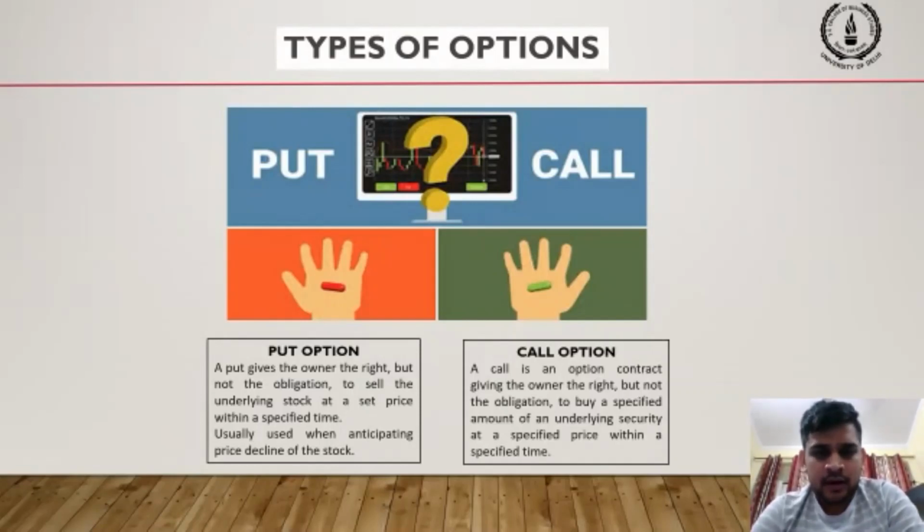Afterwards, we now discuss the put option. A put option basically gives the owner the right but not the obligation, of course, to sell the underlying stock at a set price, which is also called a strike price, within a specified time. Usually it is exercised when the investor is anticipating a decline in the share price of that stock. So now I hope that you have understood, and you can go through the example that I discussed previously to have a proper understanding of what I meant with the definitions. So let's move forward.